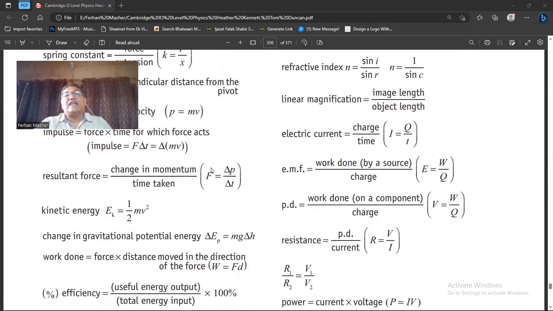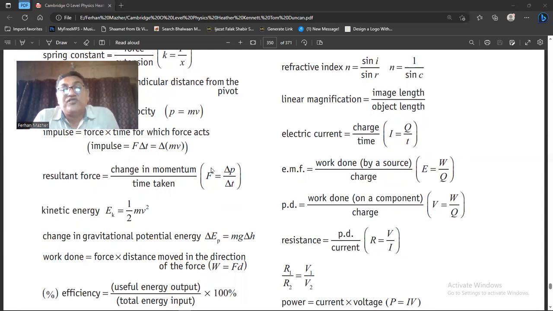The formula for the electric current is I equals Q divided by T, where Q is the charge, which is measured in coulombs, and T is the time, which is measured in seconds. The current is measured in ampere. EMF equals the work done by a source divided by the charge. EMF equals W divided by Q, where W is the work done by the battery or the source, and Q is the charge.